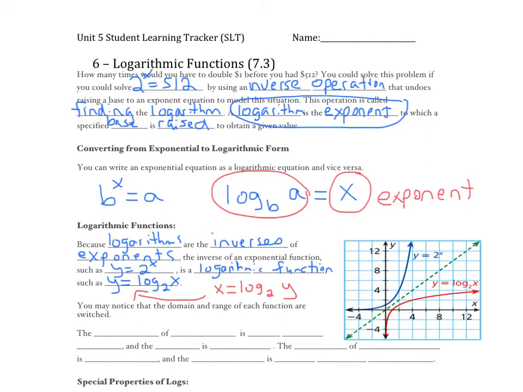So where we had this exponential, we know that it flips over the y equals x line, and all the points flip the x and the y. So what you'll notice is you have that reflection, and that changes the asymptote to flip to the x, and the range to flip over to x value. So the range and the domain kind of switch each other.